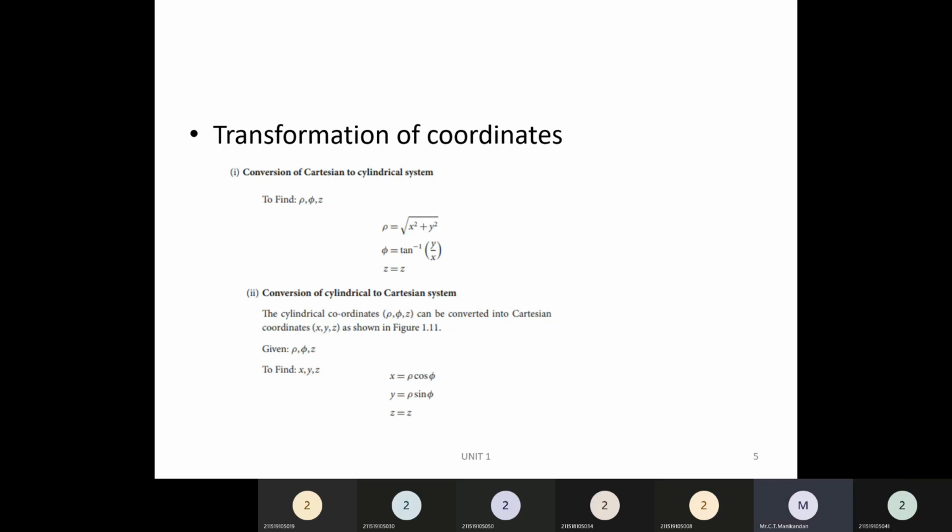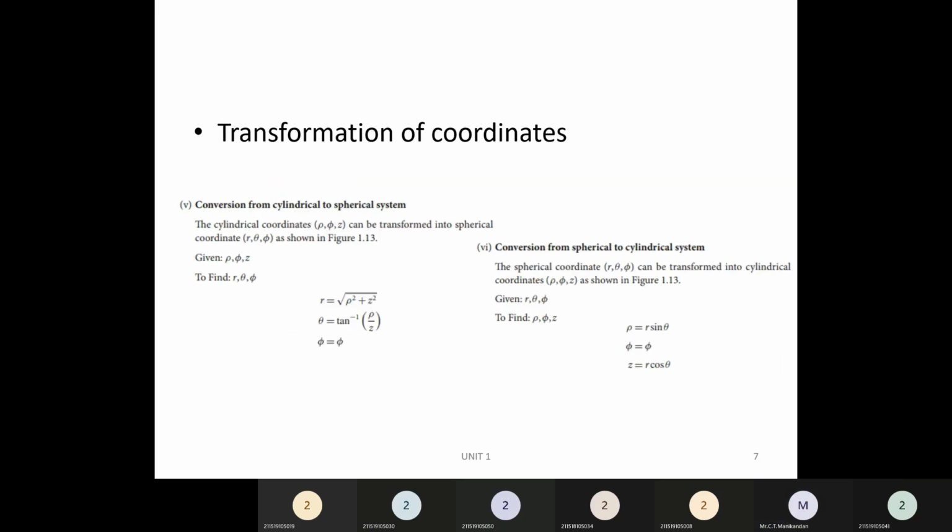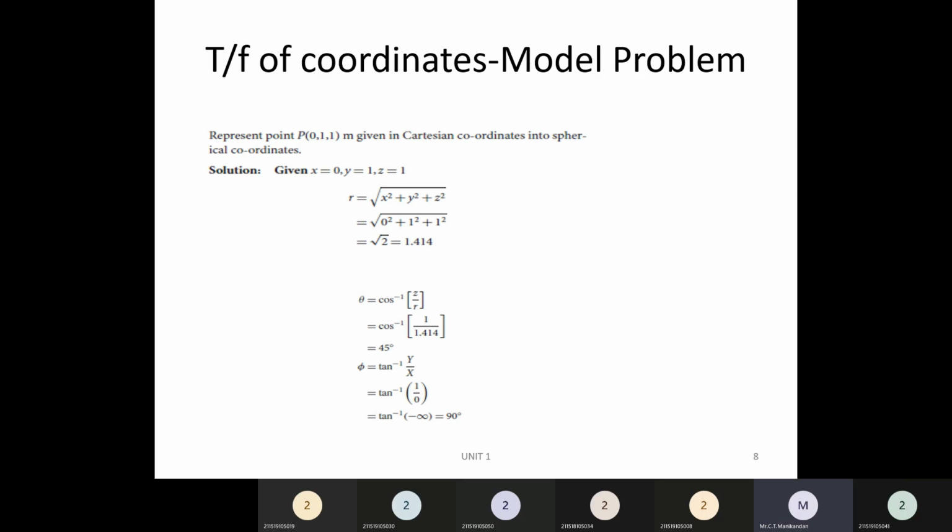So how many conversions do we have? We have 3 coordinate systems: Cartesian, cylindrical, spherical. So how many conversions can we have? We can have 6 conversions. That's what we are seeing on this PPT. And we have given a model problem here. You can see that one.